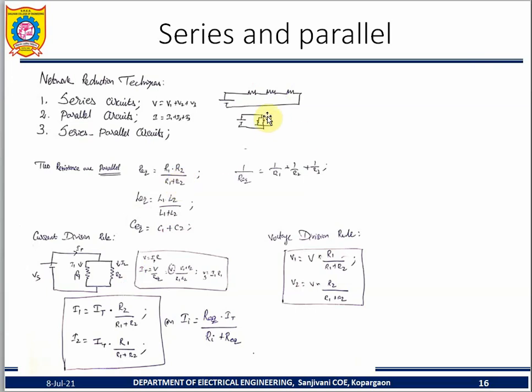Okay. So three resistances are connected in parallel. How to find out? Then you can write 1 by R equivalent is equal to 1 by R1 plus 1 by R2 plus 1 by R3. So take the LCM, then write the R equivalent on the left hand side, and you will get the answer.